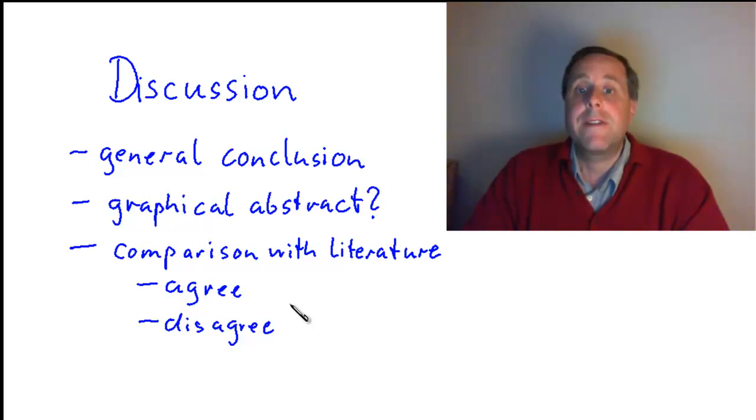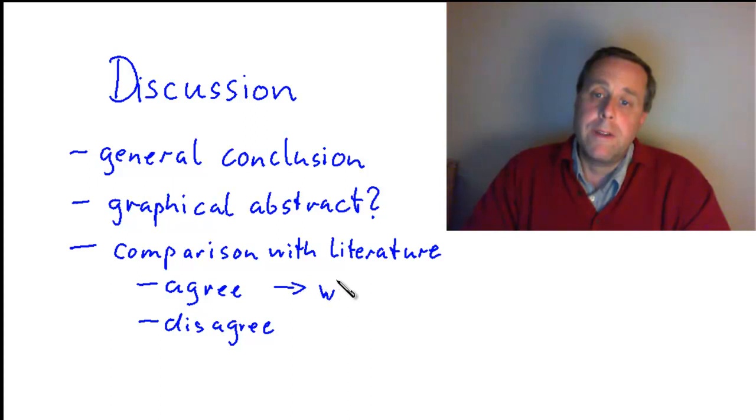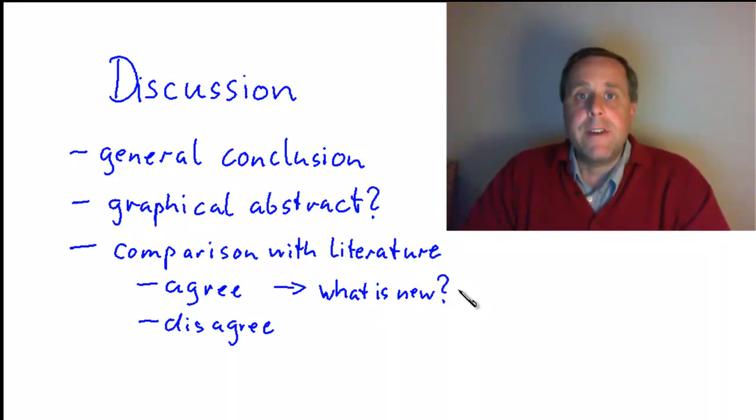So if you agree with the literature, then that's fine, because in a way it confirms what you have been finding. But on the other hand, it also means that perhaps your results are not new anymore. So in that case, the question is, if you agree with the available literature, what's new in your study? What is new? And perhaps there are still some aspects in your work that really are new, and those you should now emphasize in that part of the discussion.